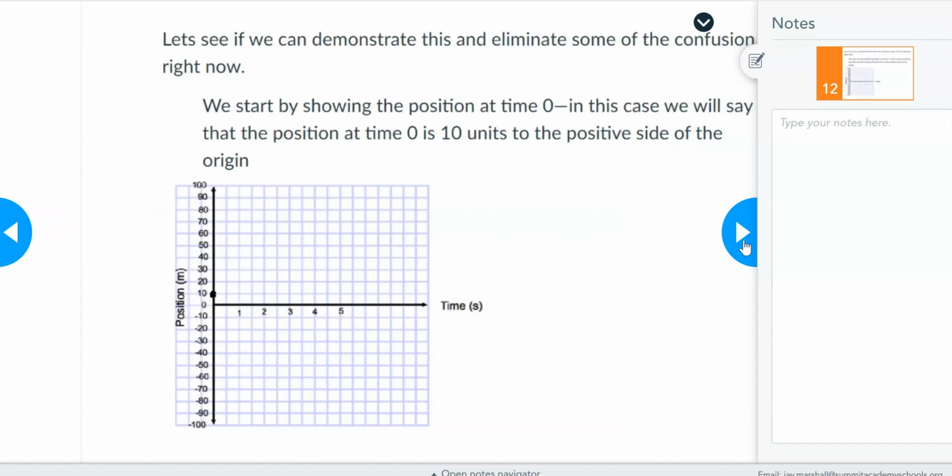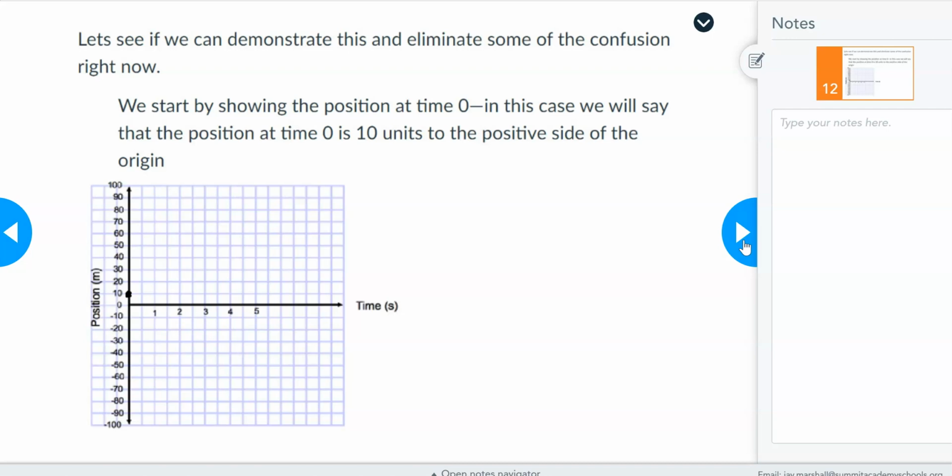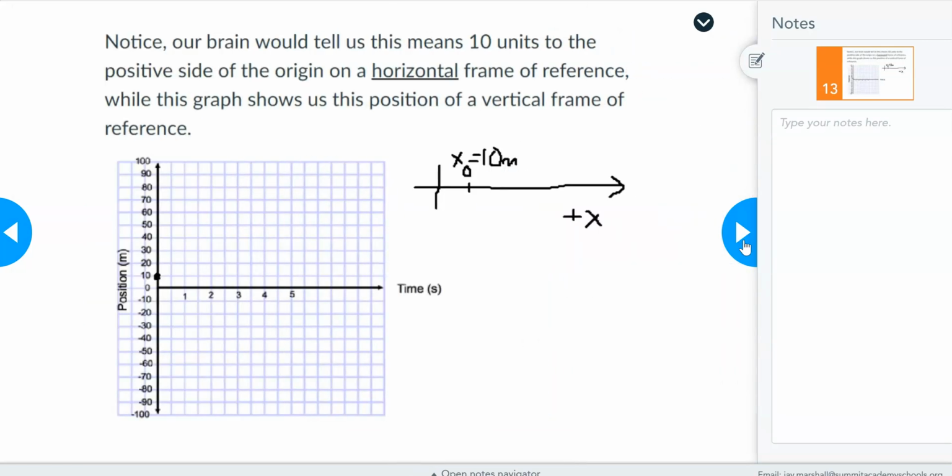Okay, so let's see how this works. We start by showing the position at time 0. In this case, we'll say that the position at time 0, before motion has started, is 10 units to the positive side of the origin. So I'm starting 10 units away from the origin. That's my start position, and it doesn't really matter if I have that on a vertical axis or a horizontal axis, except that we're used to dealing with this kind of information on a horizontal axis, but now we're going to get used to it on a vertical axis.